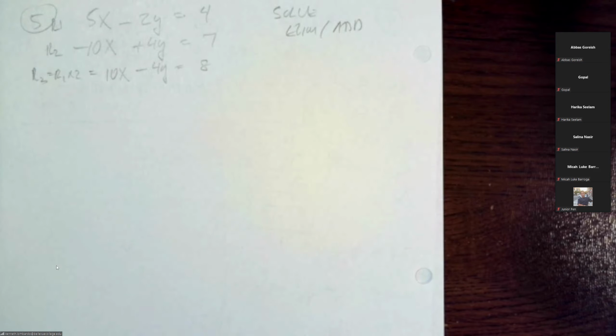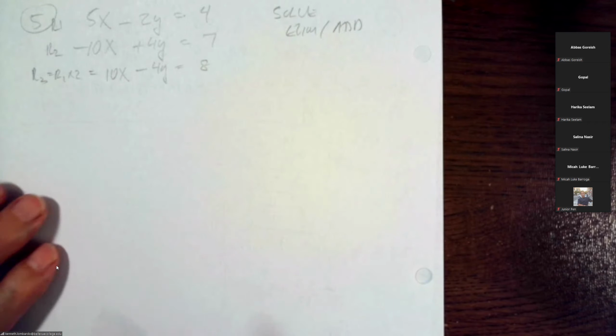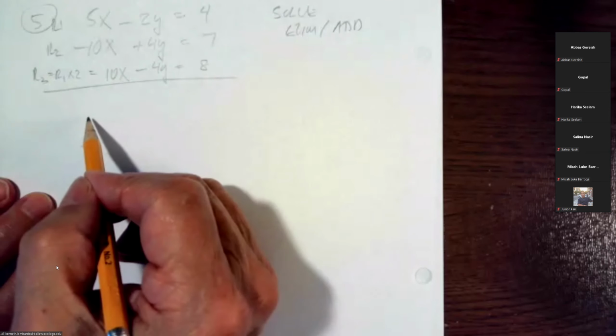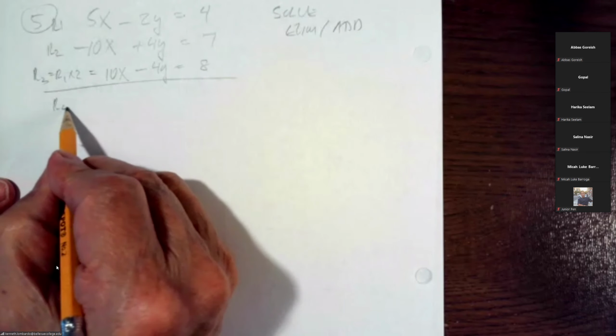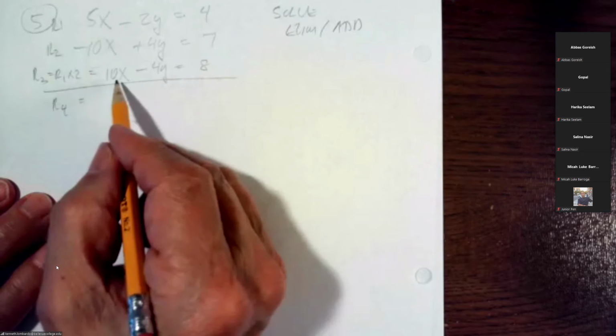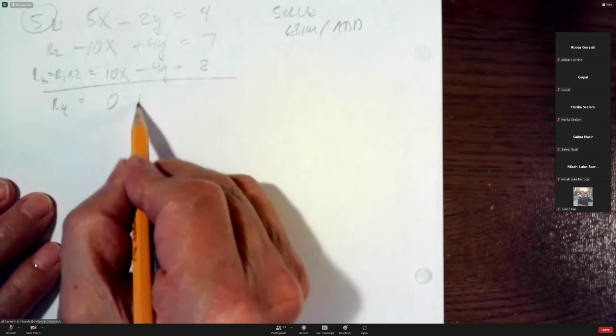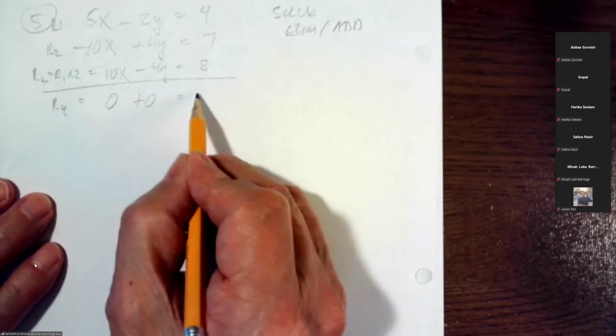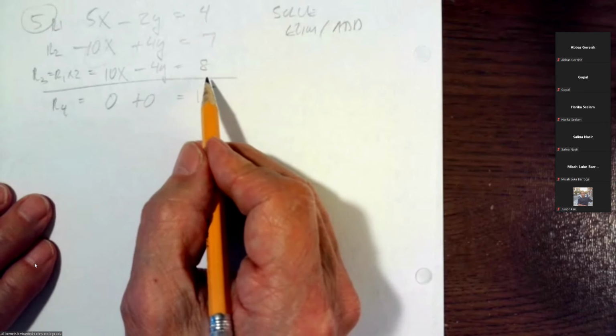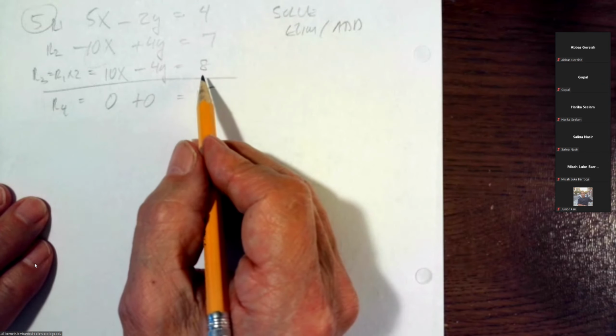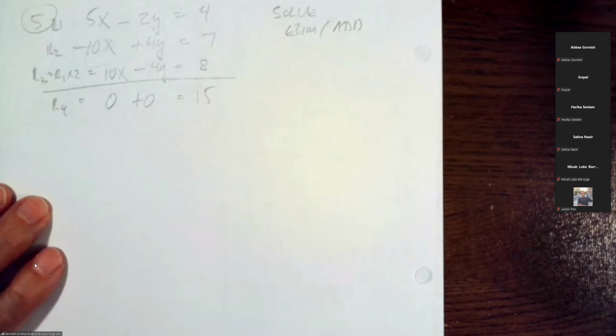All right, if we use elimination with row 2, we'll get rid of both x and y. So we're just going to add these together. Row 4 equals no x, so we get a 0 here, and we get a 0 here, and we get a 15 here. Okay. What do we think's going on here?